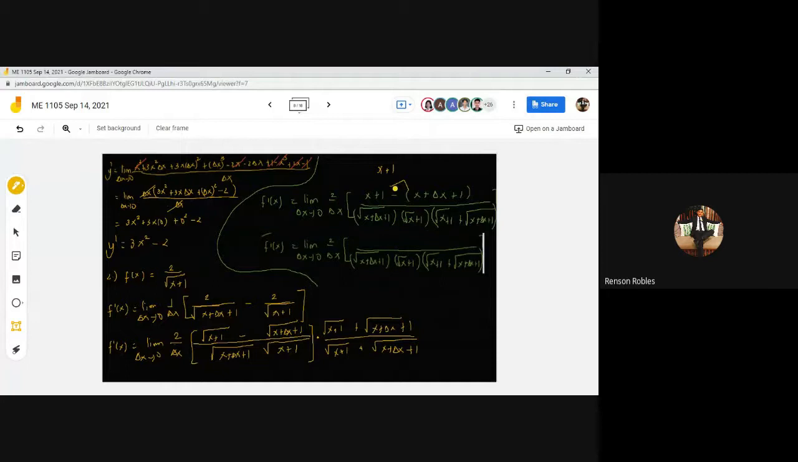Sige lang, okay lang. X plus 1, then minus x minus delta x minus 1. And then you combine things. So this will become 0. And what is left is negative delta x. And then, yun, pwede na nating makancel yun. Alright? Then join me on the next frame.